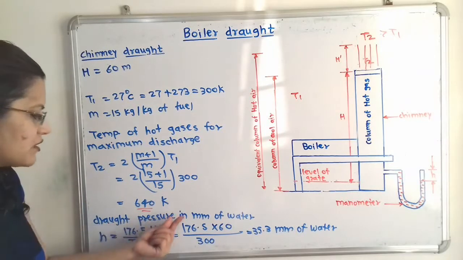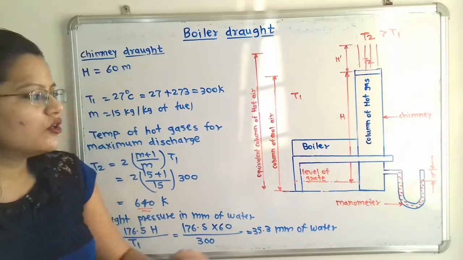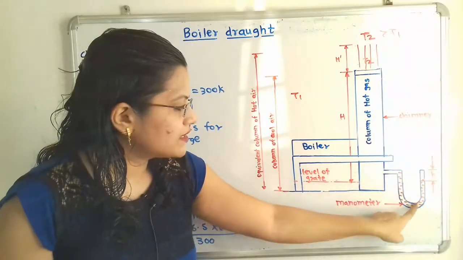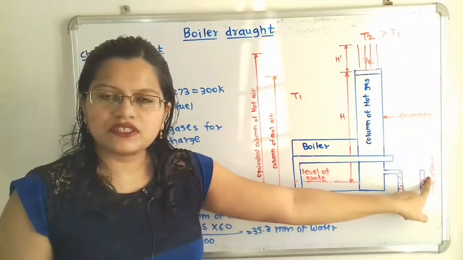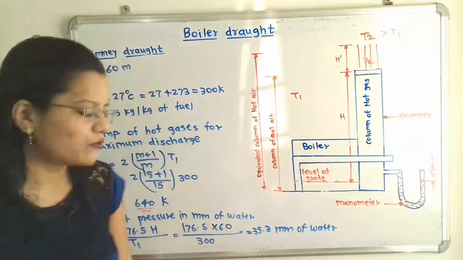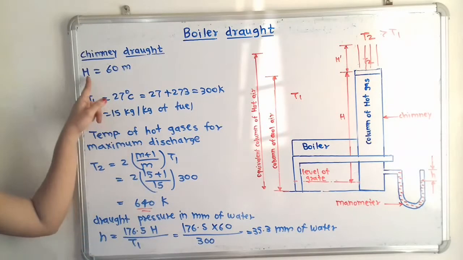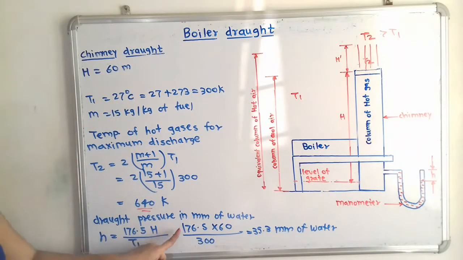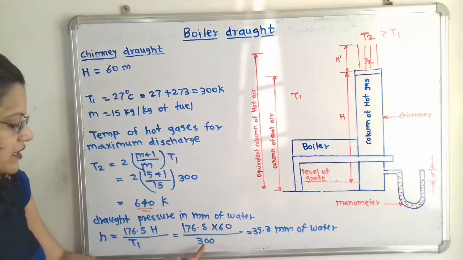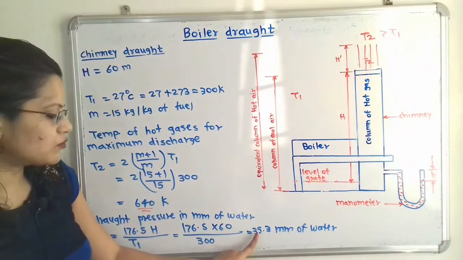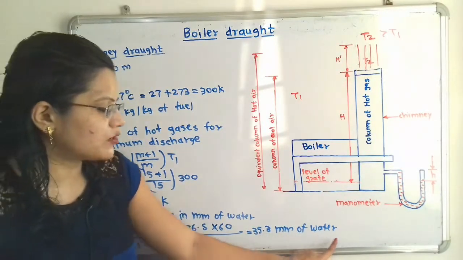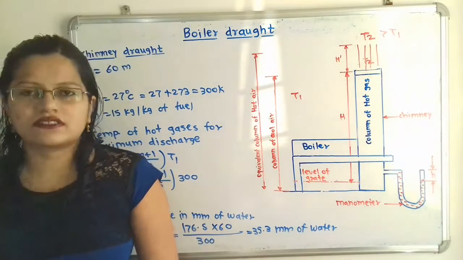Then draught pressure in millimeter of water. So in millimeter of water, that is in manometer, draught pressure is measured by this h. So we have to write here h is equal to 176.5 into capital H divided by T1. So this capital H is given, T1 is also given. So 176.5 into 60 by 300, that is equal to 35.3 millimeter of water. So this is the answer.